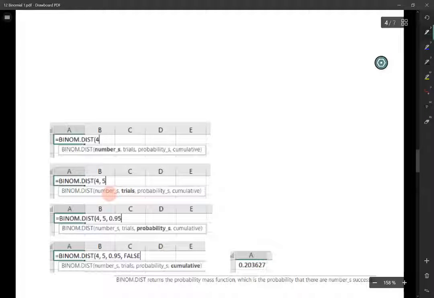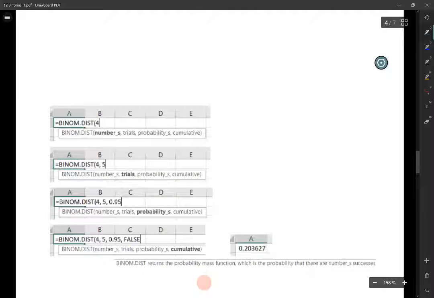After you do that, comma, the next one is the probability s, the probability of success. And the one after that is, do you want the cumulative distribution function? If you set it false, then it returns the probability mass function. Whereas if you set it true, then it returns the value of the cumulative distribution function. Okay? So we could get it through Excel.